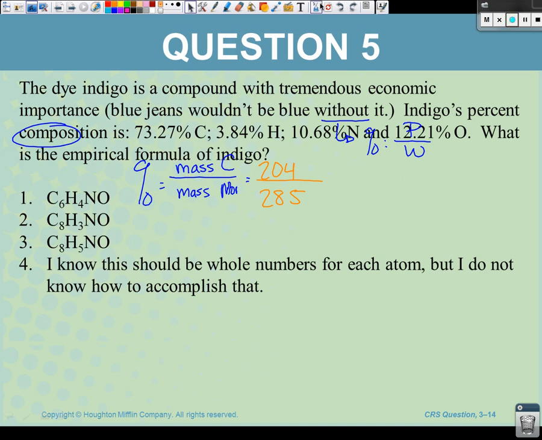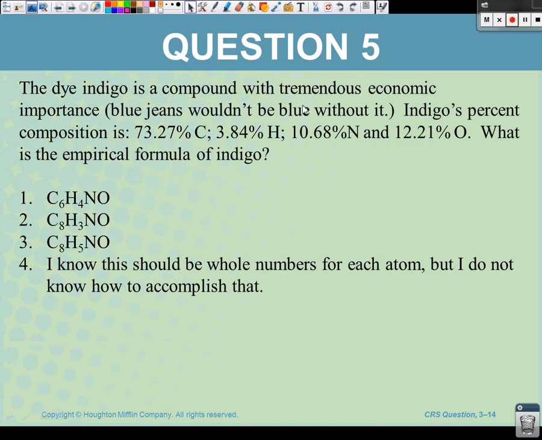All right. The dye indigo is a compound with tremendous economic importance. Blue jeans would not be blue without it. Indigo's percent composition is 73.2% carbon, 3.84% hydrogen, and the rest nitrogen and oxygen. What is the empirical formula of this stuff? Now, I'm not going to go through the math of this, but what's the first thing you have to do to all those percentages? Grams. And then once you have grams, what do you do? Change them to moles, and then do what? Divide by the smallest number of moles, and then what's that value got to be? Within 1/10 of a whole number.